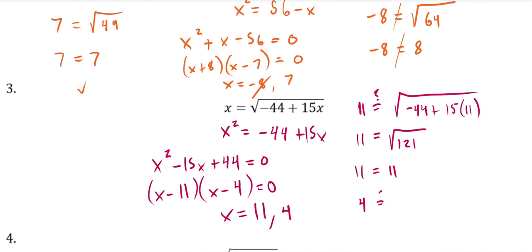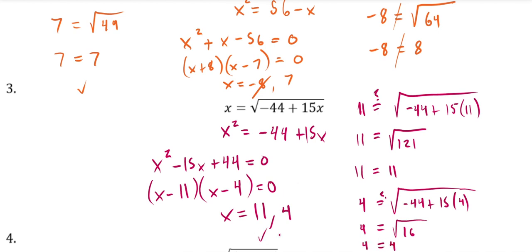Is 4 equal to the square root of negative 44 plus 15 times 4? And in this case, we have another correct answer, because this is going to give us 60 for 15 times 4, and negative 44 plus 60 is going to give us 16. And we do indeed then have that 4 is equal to the square root of 16. So both solutions worked in this case.